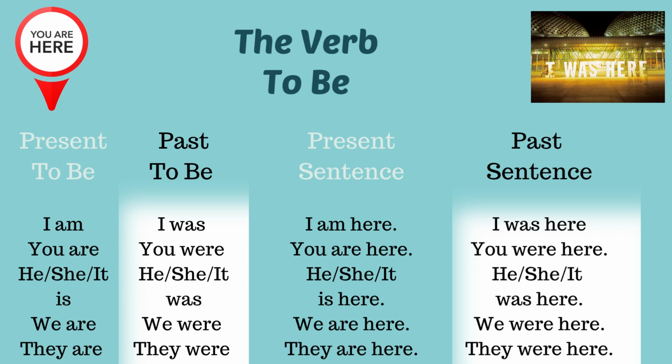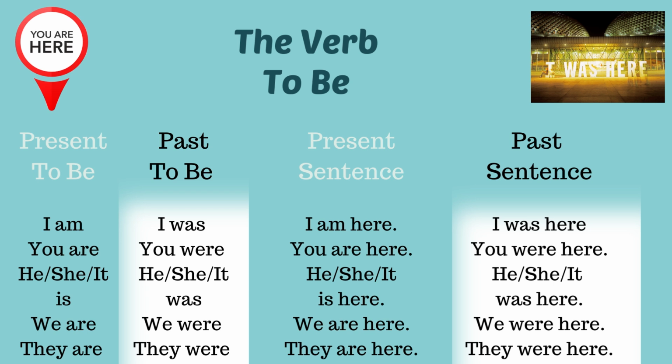The verb to be. We're going to look at the present form of the verb to be, the past form of the verb to be, the present sentence, and a past sentence. The present sentence and past sentence are examples of how you would use the verb to be in the present tense and the past tense in sentences. So let's get started with this.